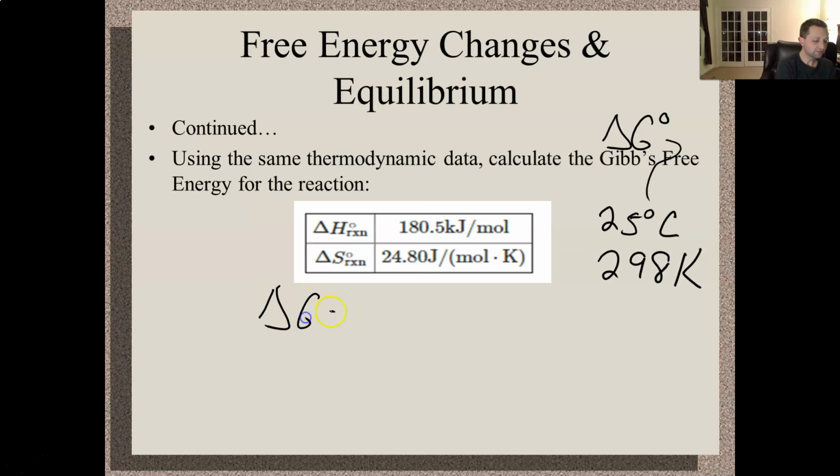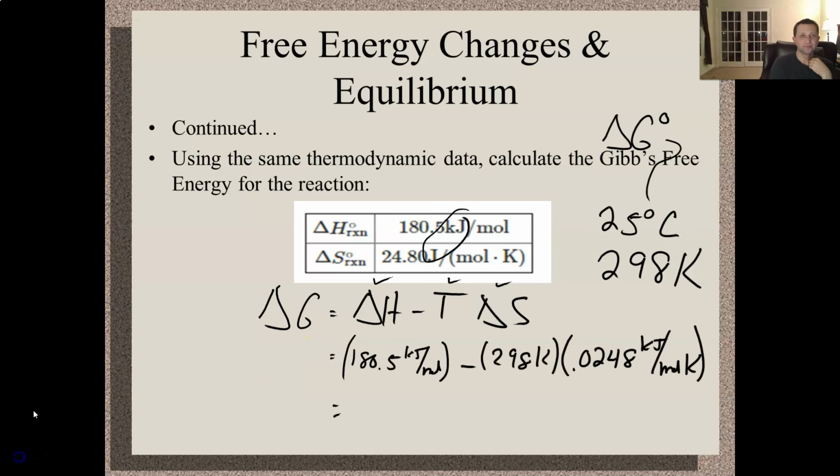Delta G is delta H minus T delta S. We have the delta H, the T, we have the delta S. Just make sure you pay attention to your units again. They're the same numbers as the last problem. Go ahead and solve it, and we'll see if we're right or not. Okay, guys, if you plug in everything and you make sure you have your delta S value in kilojoules per mole Kelvin, or if you have your delta H in joules per mole, you could convert the 180.5 into joules if you wanted to. Type it in your calculator the right way.